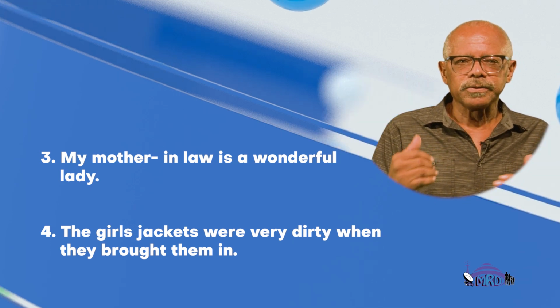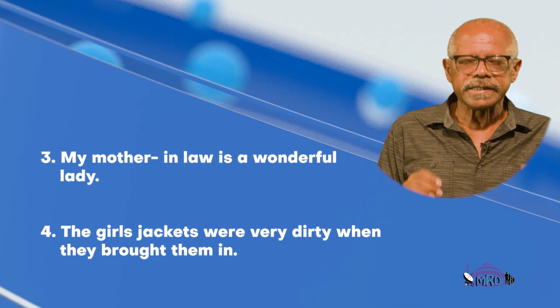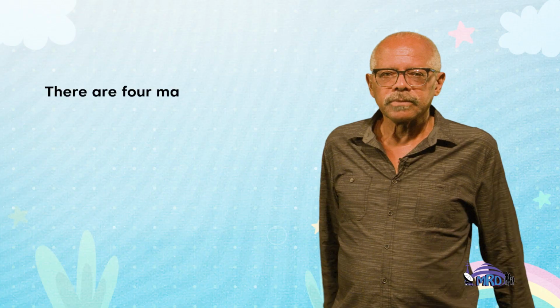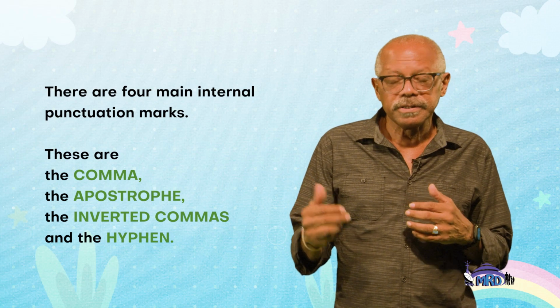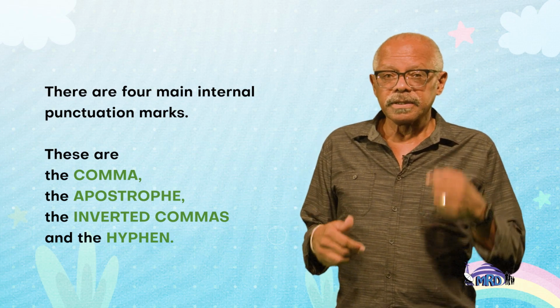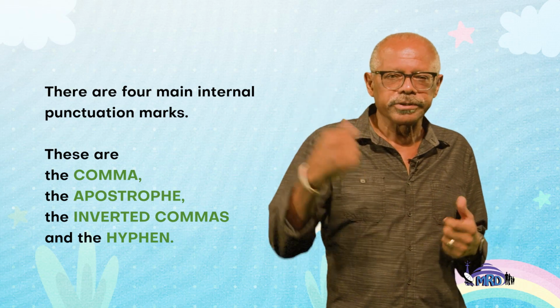We will get back to those at the end of the lesson. But for now, let's get started on the lesson itself. Here we go. There are four main internal punctuation marks. These are the comma, the apostrophe, the inverted comma, and the hyphen, as we stated earlier.